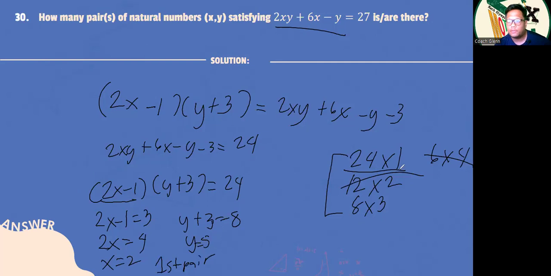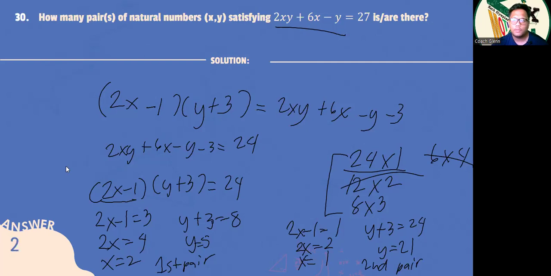If we try this one, so your odd is 1, so that means 2x minus 1 is equal to 1. That means 2x is equal to 2, x would be equal to 1. And y plus 3 is equal to 24, which means y is equal to 24 minus 3, which is 21. So this is our second pair. That means we have two possible pairs. Okay, that's the last question.